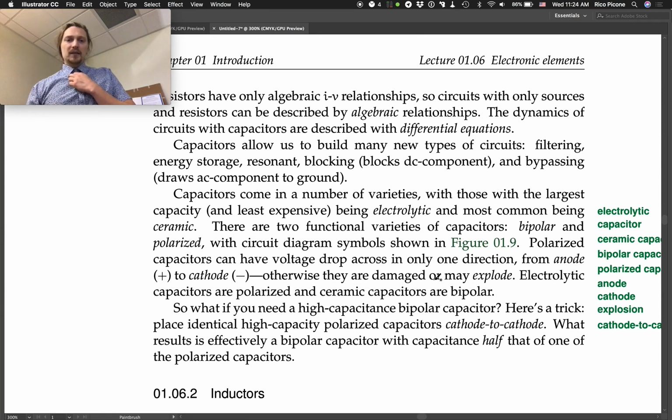Polarized capacitors can have voltage drop across in only one direction from anode to cathode, otherwise they are damaged or may explode. Electrolytic capacitors are polarized and ceramic capacitors are bipolar, like several of my relatives.